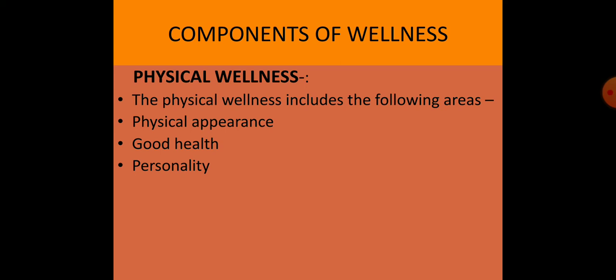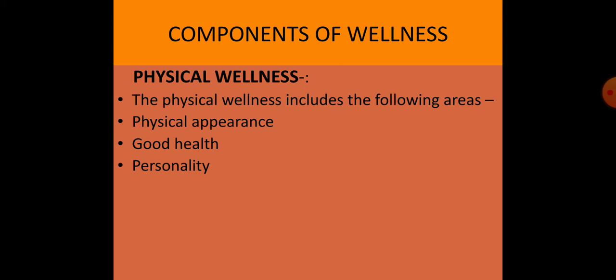Physical wellness also includes personality. Personality is known as the pattern of knowledge, thoughts and behavior. We will discuss personality in detail separately in the chapter on psychology and sports. So personality is the pattern of knowledge, experience and behavior. What knowledge we have, we behave accordingly, and it becomes a part of our personality. Good personality should be there, for good physical wellness.